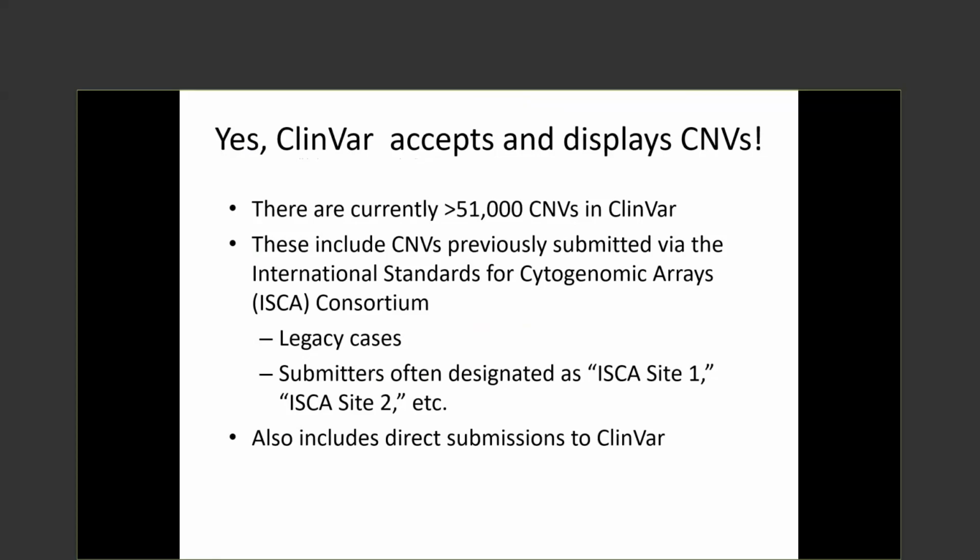ClinVar was not in existence at the time, so this type of data was accepted almost as a one-off by existing resources such as dbGaP and dbVar. And I tell you all of this just so you can make sense of how this data is currently displayed in ClinVar and how or why it's still cataloged in other NCBI resources.